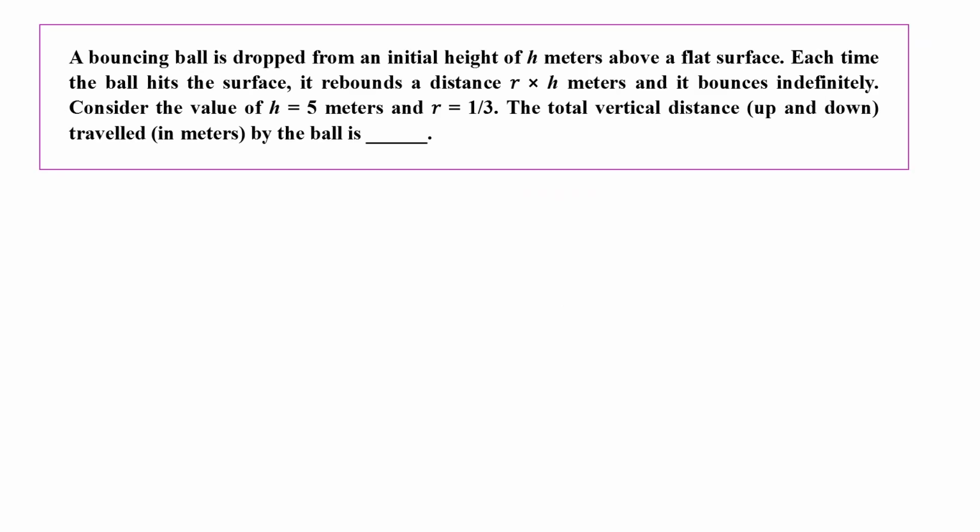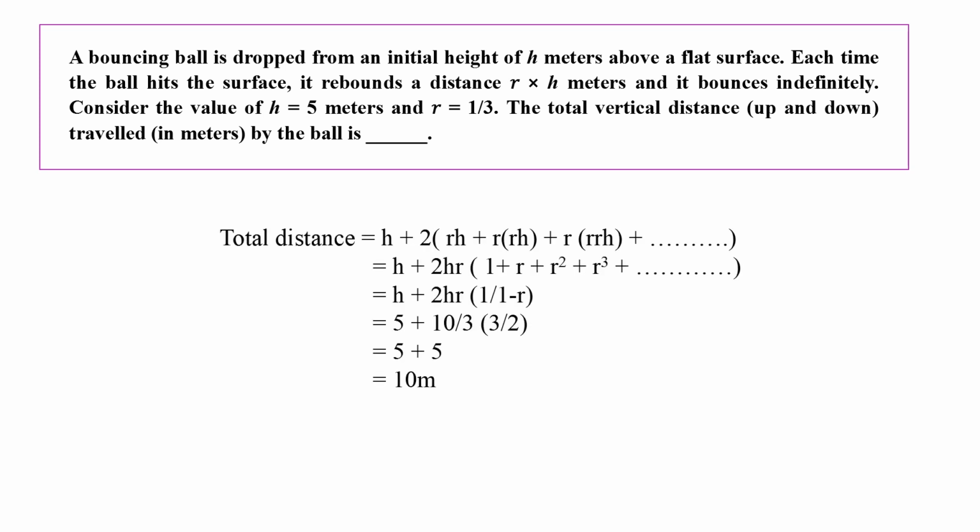The next question is, a bouncing ball is dropped from an initial height of h meters above a flat surface. Each time the ball hits the surface, it rebounds the distance r into h meters and it bounces indefinitely. Consider the value of h is equal to 5 meters and r is equal to 1 by 3. The total vertical distance up and down travelled in meters by the ball is.